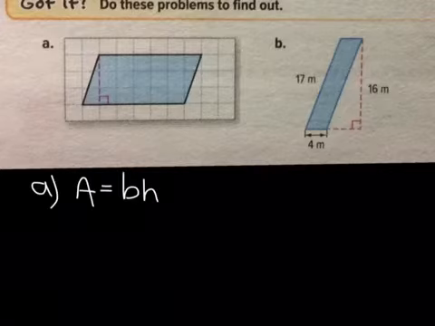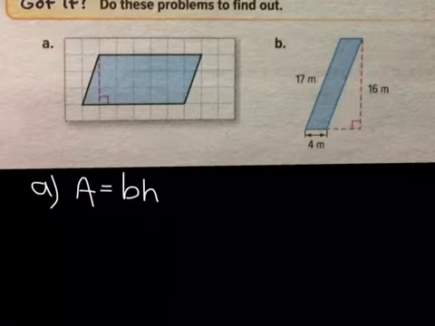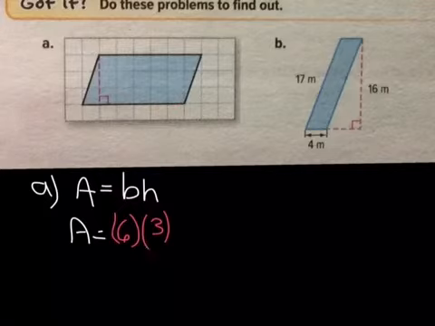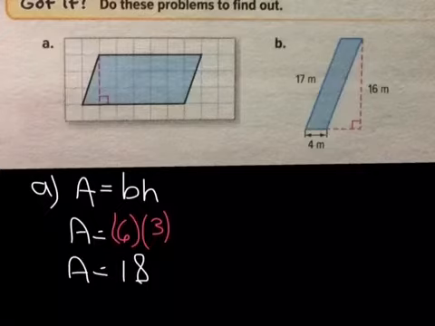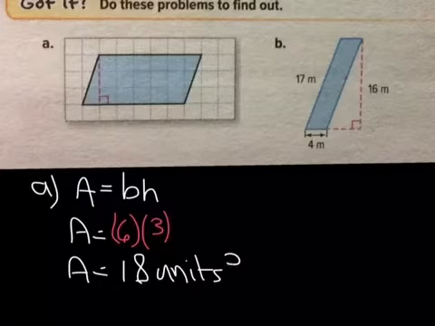So let's try A and B. We first write out the formula, area equals base times height. And then we replace the variables. Base is 1, 2, 3, 4, 5, 6, and our height is 1, 2, 3, so we replace them, and now we multiply. Whenever you have parentheses, you multiply. Remember, 6 times 3 equals 18, but don't forget to include the units. Now, we're not given units here, so we just have to simply write the word units. And it's squared because it's 2 dimensions.